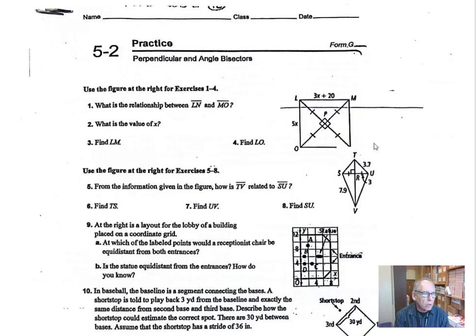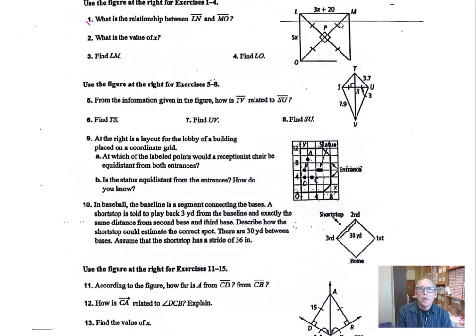Okay, in this video we're talking about perpendicular and angle bisectors. This sheet usually came with the Prentice Hall geometry 5-2 section. So let's look at number 1. They want us to talk about the relationship between LN and MO, and we can't see it, but that's a point in there. So LN and MO cross at right angles and they're bisected.